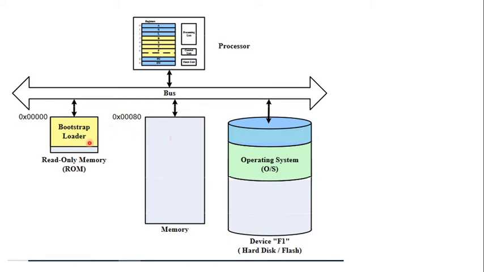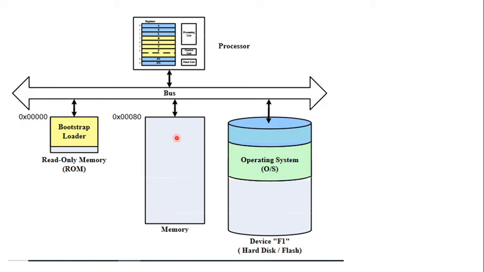Now what is the functionality of this Bootstrap loader? As soon as you switch on, the boot process will start. At that time, the Bootstrap loader is the one which will load the operating system from the hard disk, or flash memory, to the main memory. So this Bootstrap loader, which is available in the ROM, will load the operating system into the main memory. But however you say, if anything has to be executed, it must be loaded to the main memory.